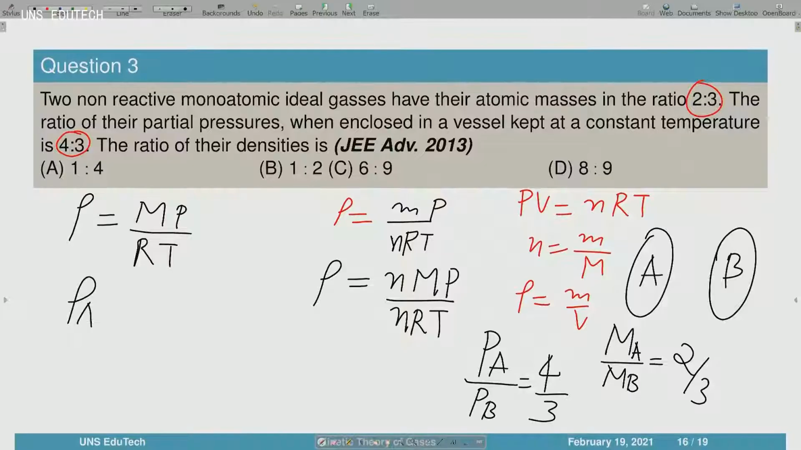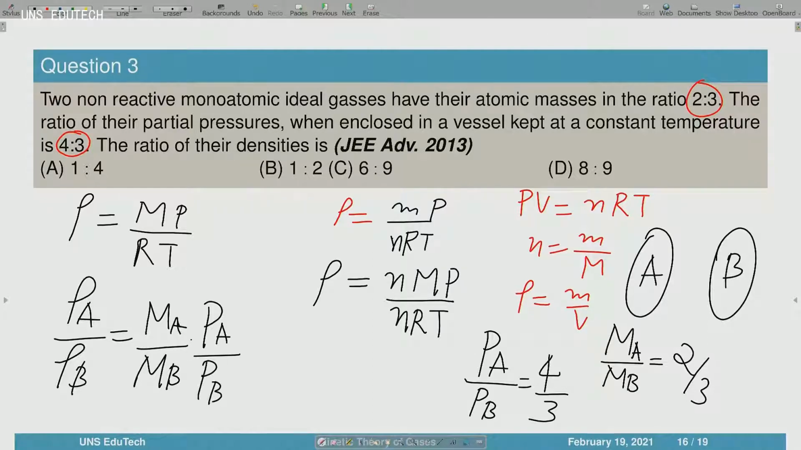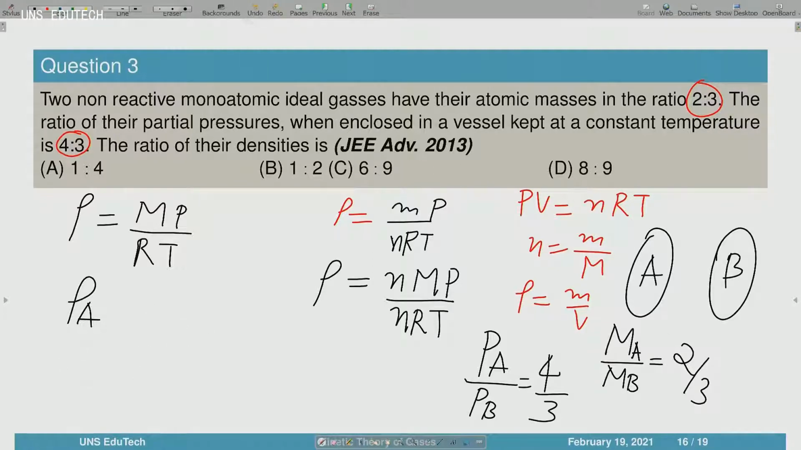So rho A by rho B, if I am doing that, you will get MA by MB, then PA by PB will be there if you are dividing directly. Sorry, I made some mistake here. First you have to write both equations, then you can divide.